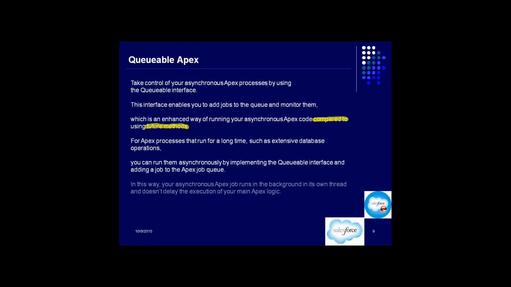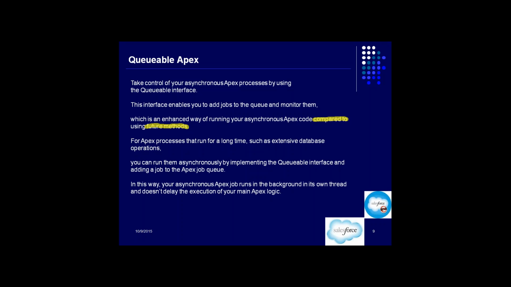In this way, your asynchronous Apex job runs in the background in its own thread and doesn't delay the execution of your main Apex logic. So the advantage of using queueable Apex is it does not delay the main Apex logic: the synchronous logic, the triggers, and the Apex which is being called from the Visualforce pages. Those are the main Apex logic because they need to get executed instantly. If a record is being saved, and if you have written a before trigger, that before trigger should work instantly, right? You cannot expect that before trigger to wait for 2 hours and then get executed.